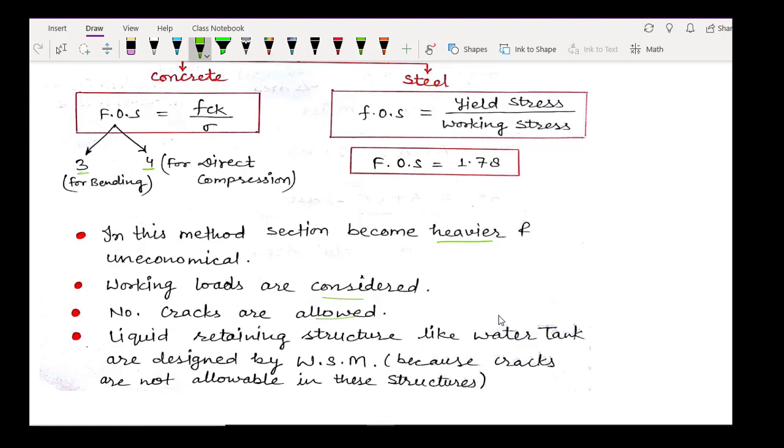Liquid retaining structures like water tanks are designed with WSM because cracks are not allowable in these structures. As mentioned, no cracks are allowed here because the construction of RC structure is done to a higher limit in WSM. So the important structures like water tanks are designed by WSM because it does not allow any cracks in these structures.